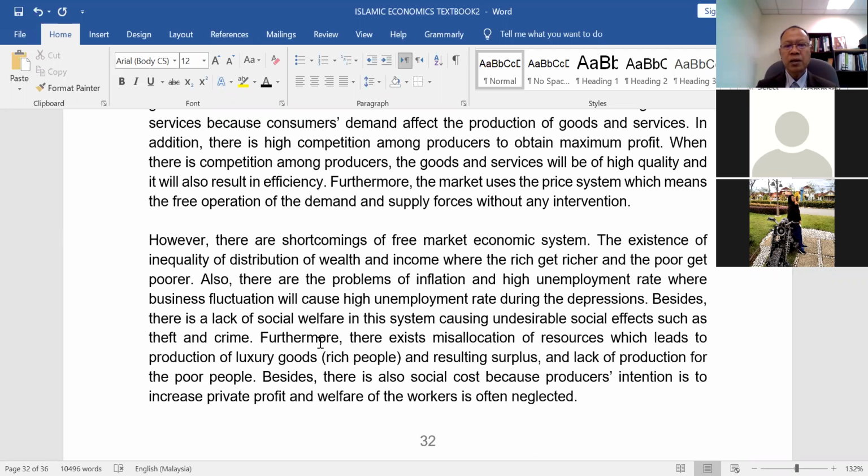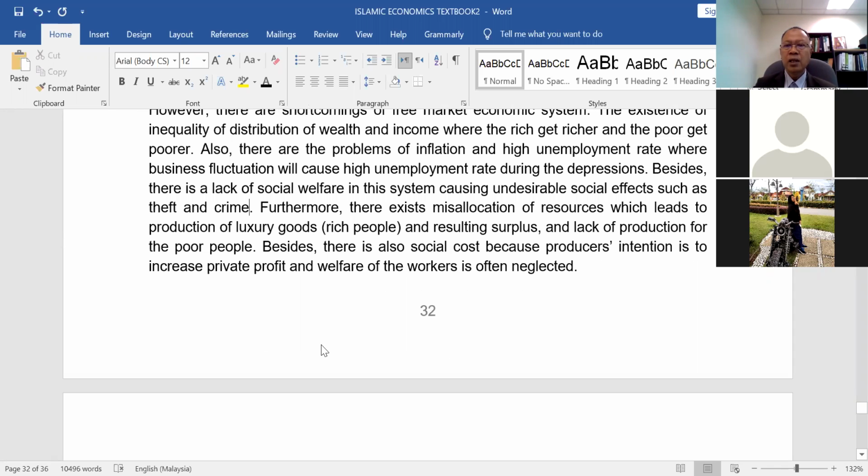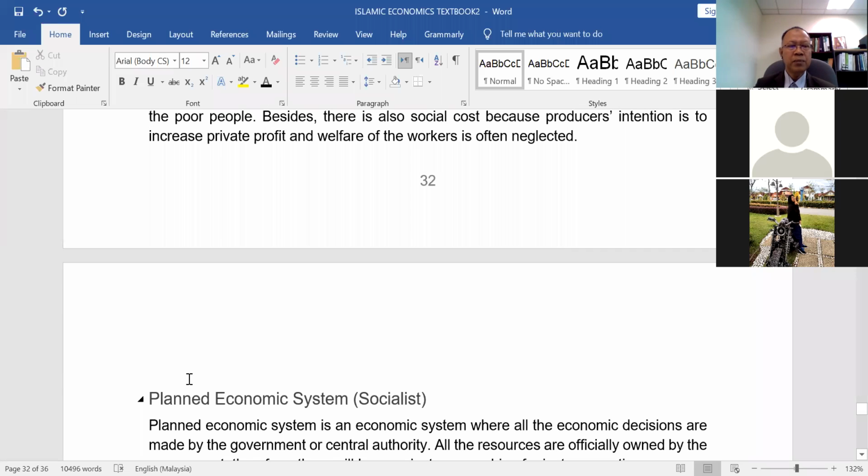Furthermore, there exists misallocation of resources, which leads to production of luxury goods. So there are many luxury goods because there are rich people who will buy the goods and services, resulting in surplus and lack of production for the poor people because the goods and services are supplied according to the demand. So for poor people there is a lack of goods and services. Besides, there is also social cost because producers' intention is to increase profit, and oftentimes the welfare of the workers is neglected. So that is the capitalist economic system.